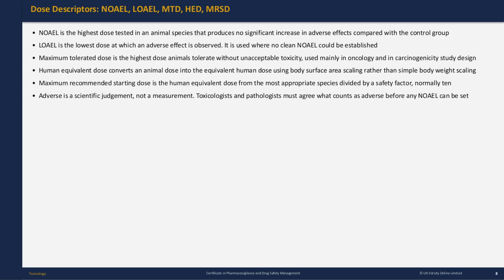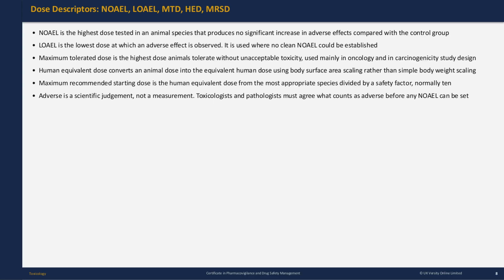NOAEL is the highest dose tested in an animal species that produces no significant increase in adverse effects compared with the control group. LOAEL is the lowest dose at which an adverse effect is observed. It is used where no clean NOAEL could be established.